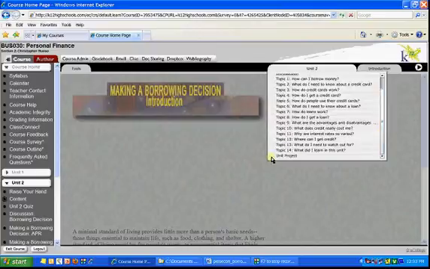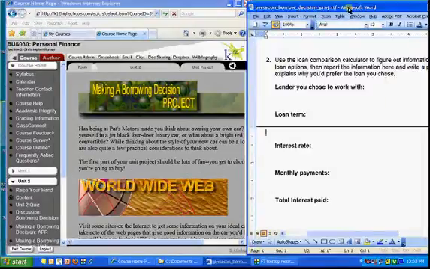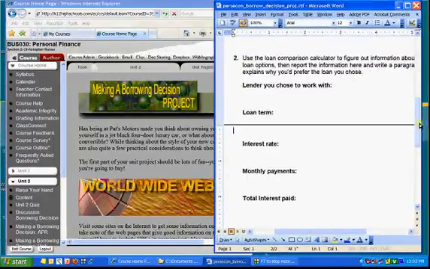But in terms of doing the project, you click right here where it says Unit Project. Click there, and all this information comes up that tells you what to do and how to work through the Unit Project. So let's take a quick look at the actual project. And here it is. I brought it up on half screen.